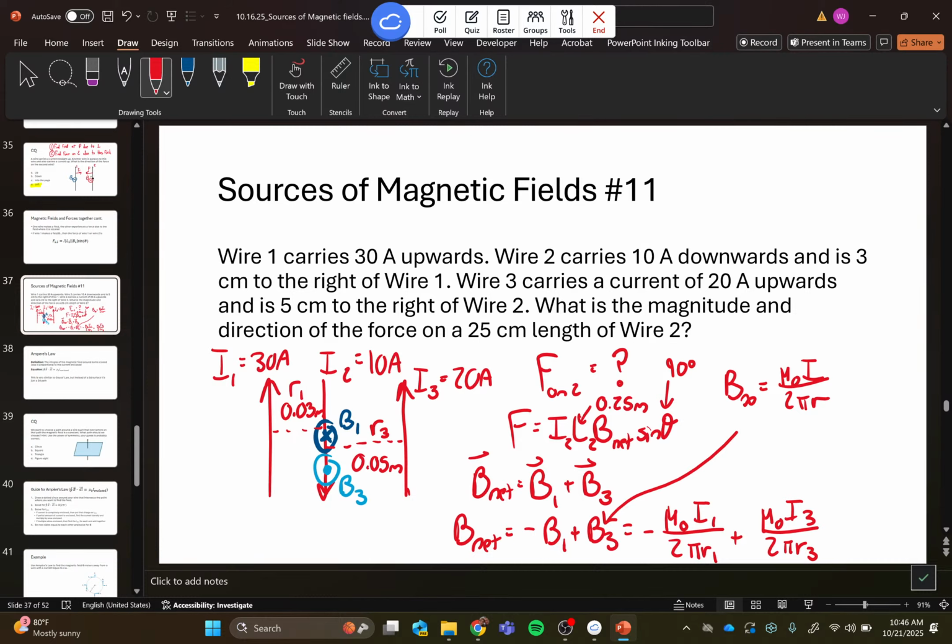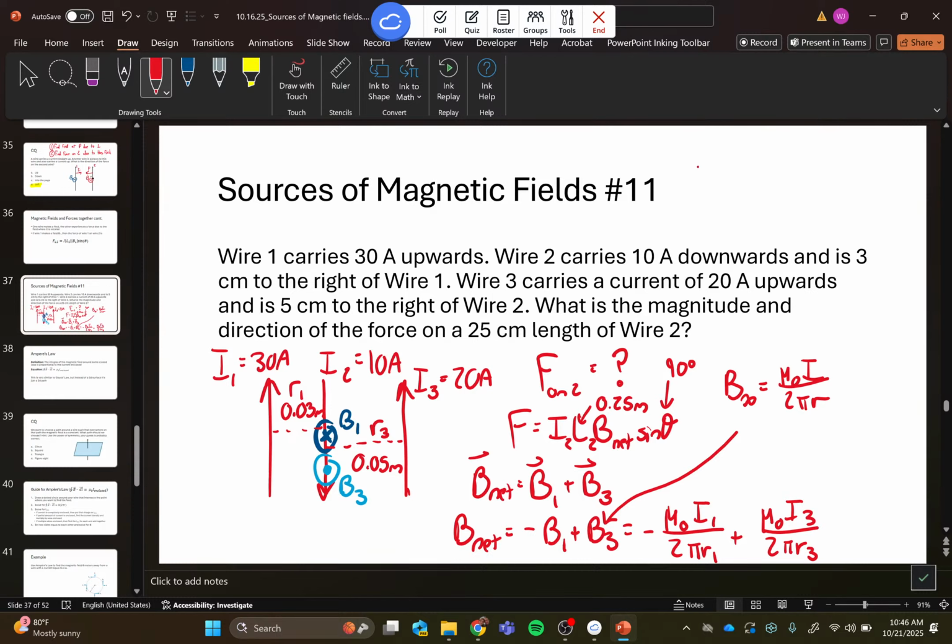Now, it is also common in these problems, instead of saying find the force on A and giving you the length of the wire, to say find the force per unit length. What does that mean? It just means you take this L and you divide it to the other side, and now the equation becomes F divided by L equals stuff. So that's a really common thing.